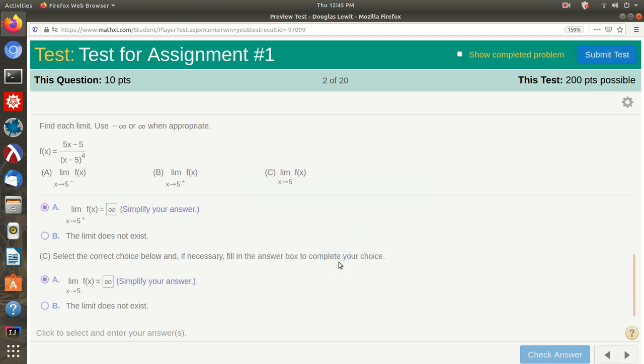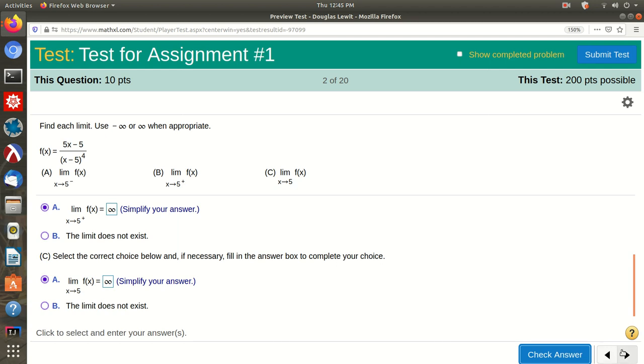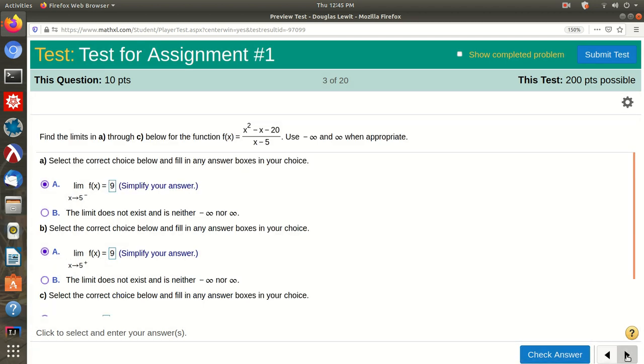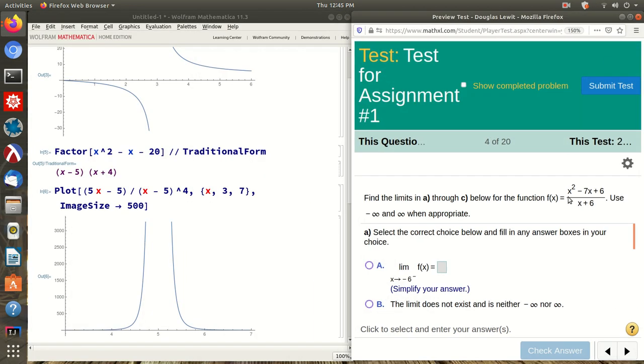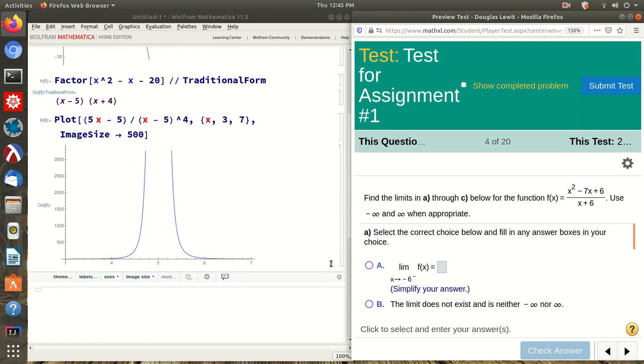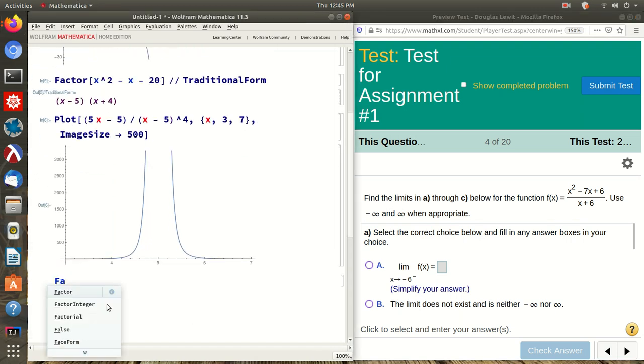Okay, so let's go on. We did question 3. Let's go on to question number 4. Find the limits in a through c below for the function f of x equals x squared minus 7x plus 6 divided by x plus 6. So again, I think maybe x plus 6 might be a factor of x squared minus 7x plus 6. Let's see if that's true. Factor x squared minus 7x plus 6.